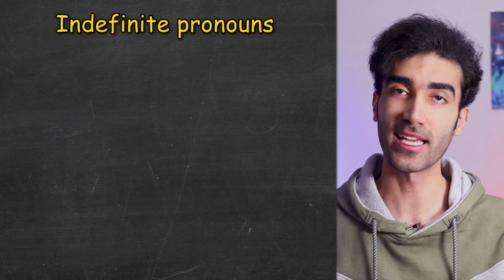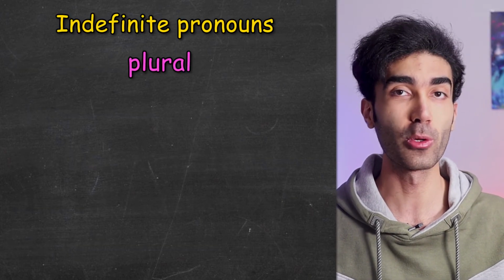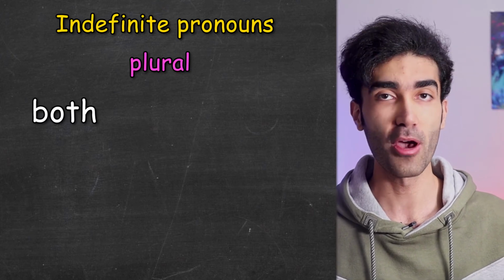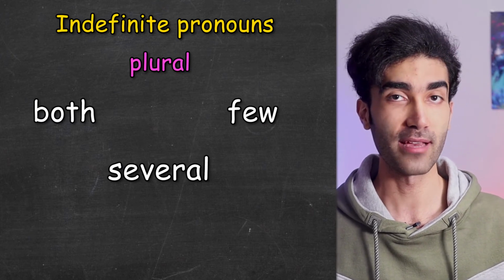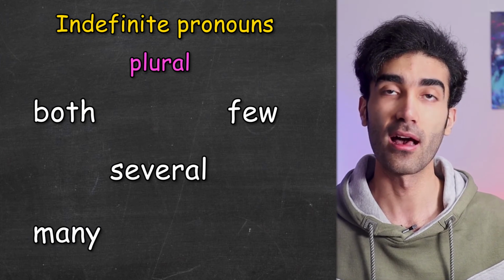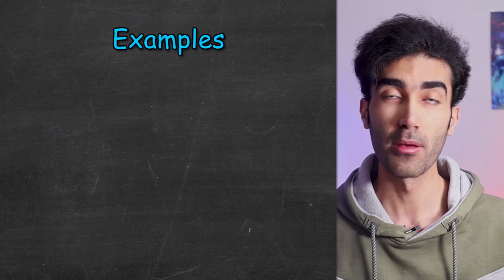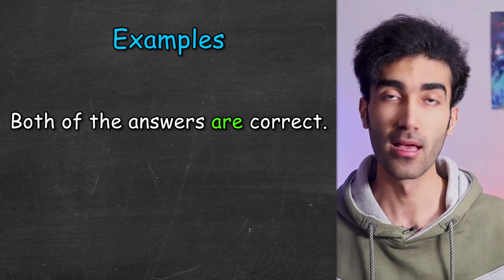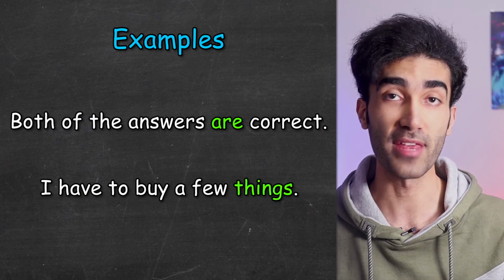Now we have a second category, and that is plural indefinite pronouns, and this is a list of them. Both, few, several, many, others. For example, both of the answers are correct. I have to buy a few things.